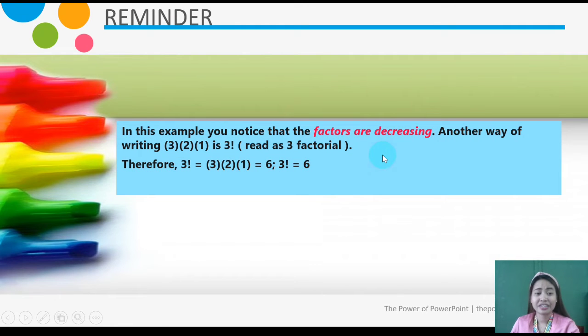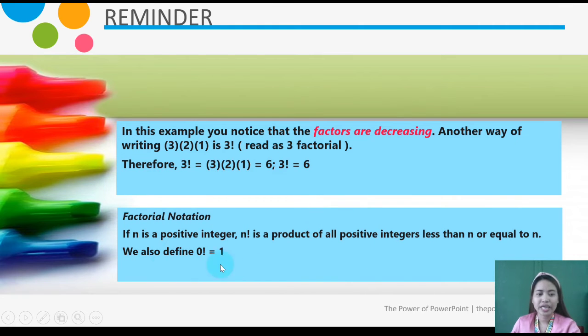So we have a reminder here. In this example, you notice that the factors are decreasing. Another way of writing 3 times 2 times 1 is 3 factorial. Therefore, 3 factorial is 3 times 2 times 1, which is 6 also. Factorial notation: if n is a positive integer, n factorial is the product of all positive integers less than or equal to n. We also define 0 factorial as equal to 1.